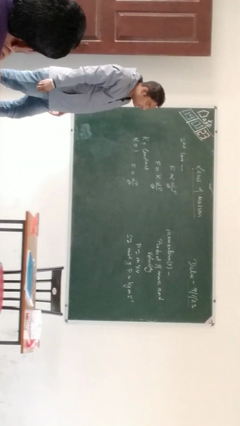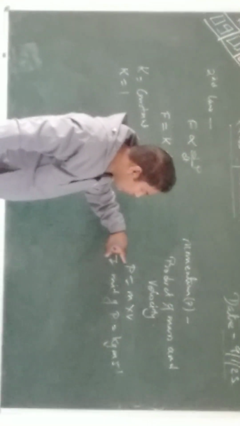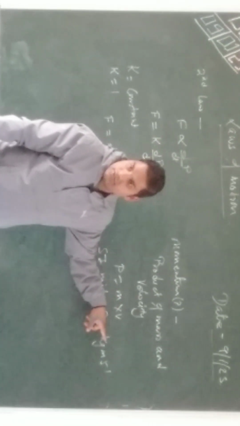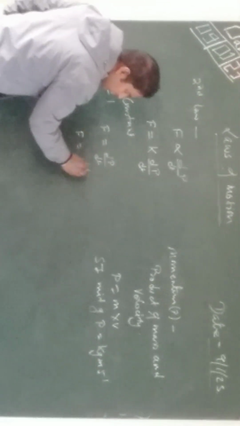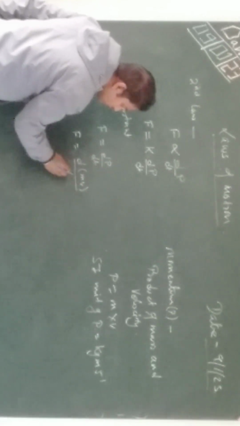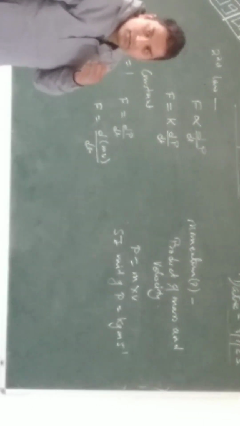dp by dt. Now, from the definition of momentum, we can say that momentum is equal to mass into velocity. Okay, momentum is equal to what? Mass into velocity. Out of this mass and velocity, which one is constant? Is it mass or velocity? Yes, it is the mass. Okay, mass is always constant. We know that, so you can take this outside.